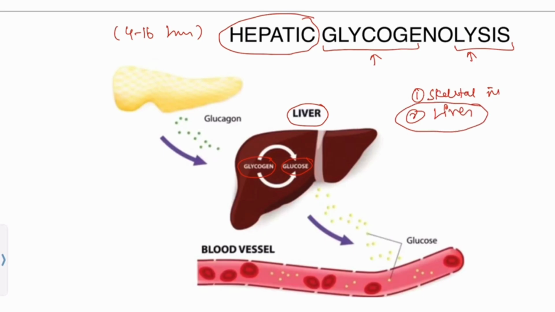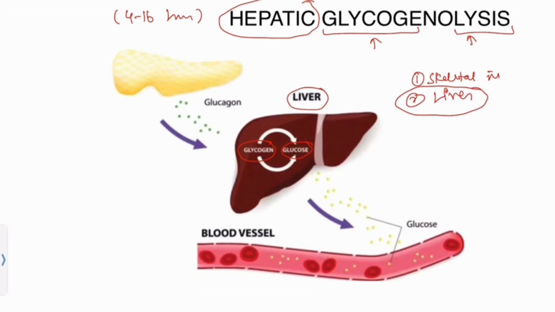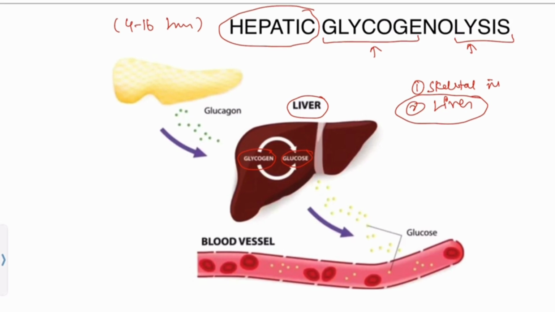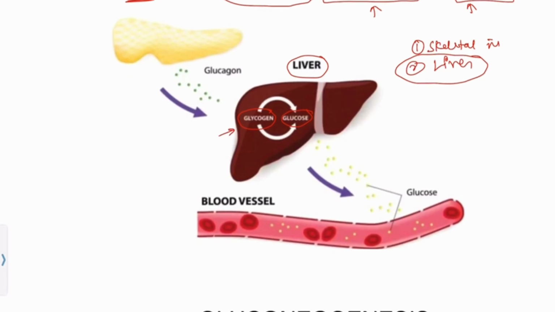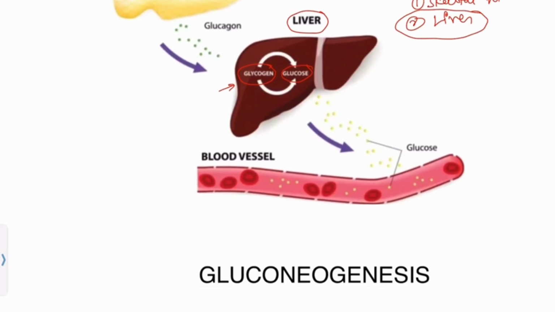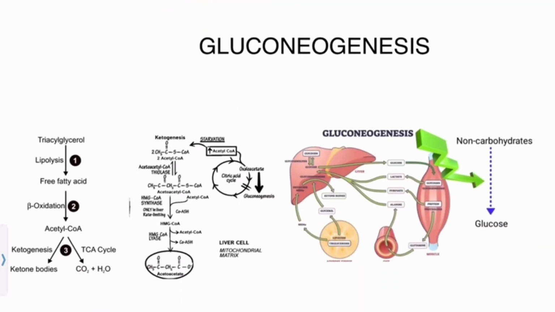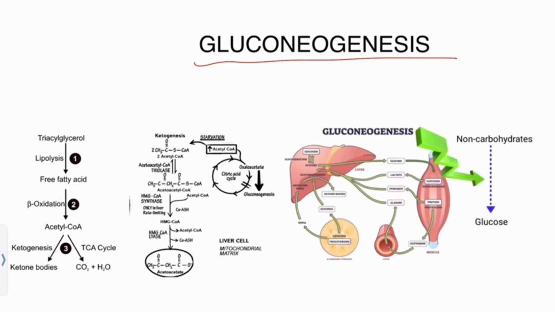And hepatic glycogenolysis can take place only for 4 to 16 hours because glycogen source is limited and it cannot be used after 16 hours. So after 16 hours, our body shifts to gluconeogenesis, which occurs for 16 to 48 hours.